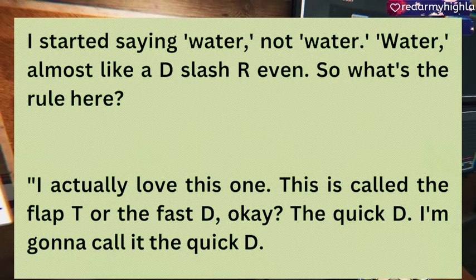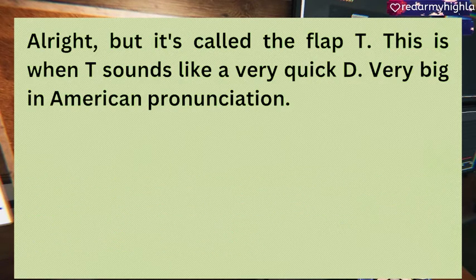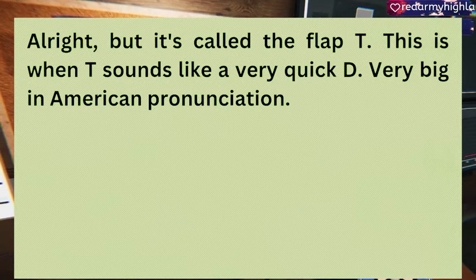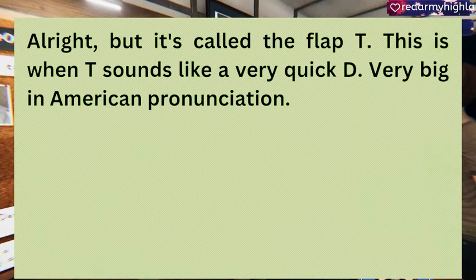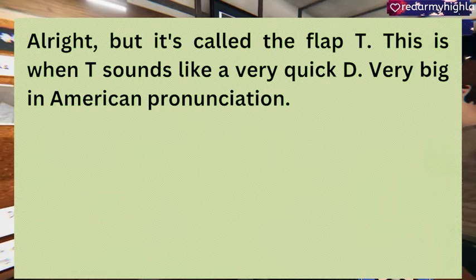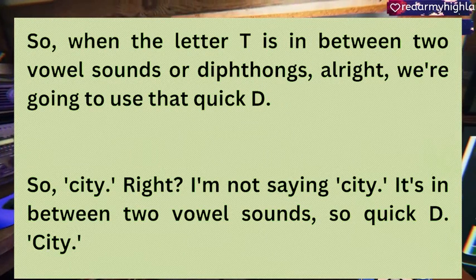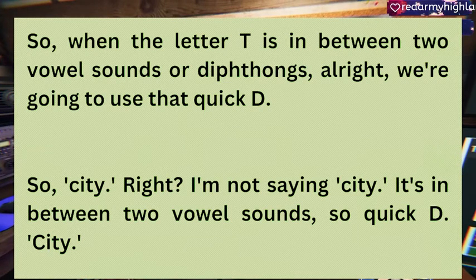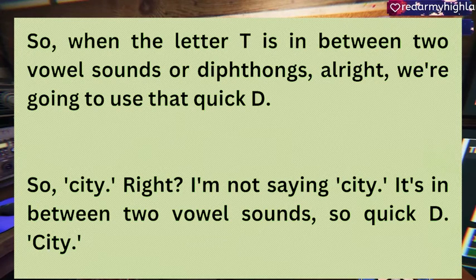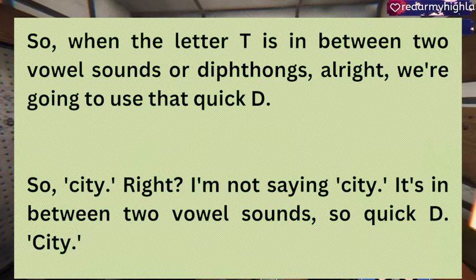This is called the flap T or the fast D, okay? The quick D. I'm gonna call it the quick D. All right, but it's called the flap T. This is when T sounds like a very quick D. Very big in American pronunciation. So when the letter T is in between two vowel sounds or diphthongs, we're going to use that quick D. So, city, right? I'm not saying city. It's in between two vowel sounds, so quick D, city.